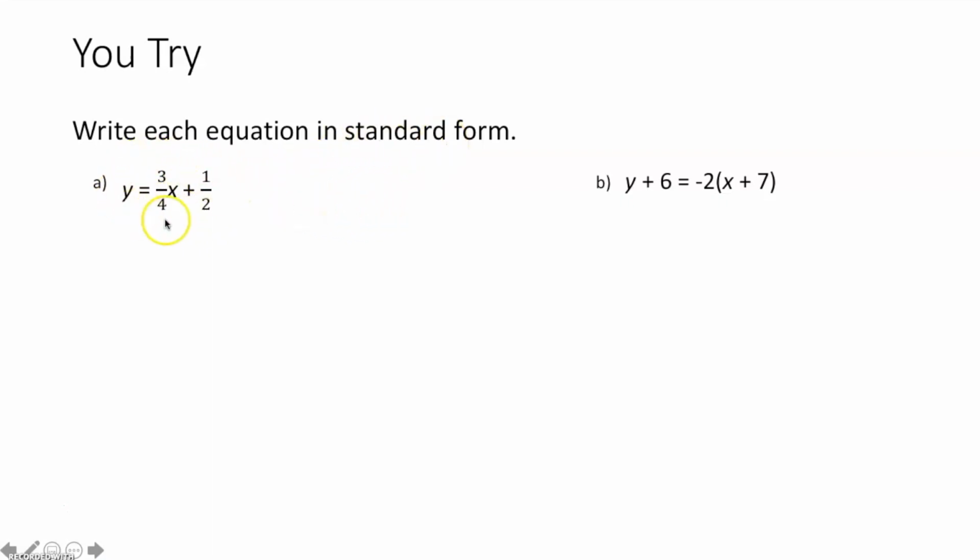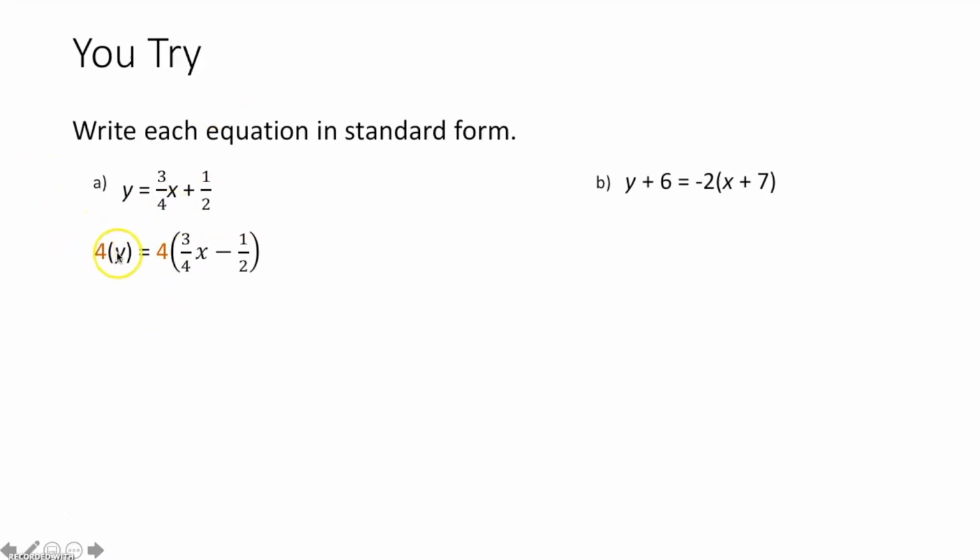Well, remember, once it's in slope-intercept form, I need to get rid of fractions, which means I need to multiply everything by the least common denominator. Now, what's the least common denominator between 2 and 4? Well, I can multiply 2 to get it to be 4, right? If I multiply 2 by 2, I get 4. So 4 is going to be the least common multiple, the least common denominator. So I multiply everything by the least common denominator, 4.